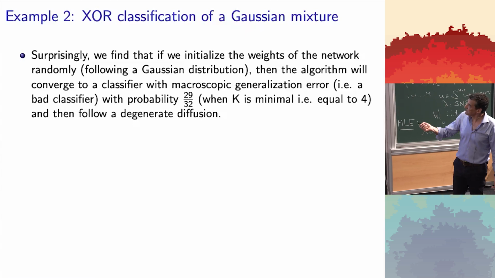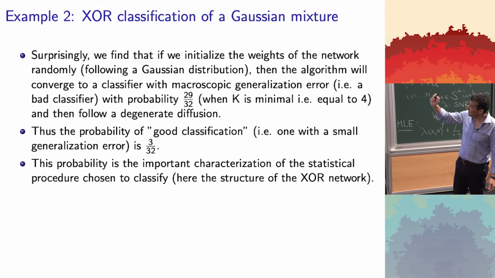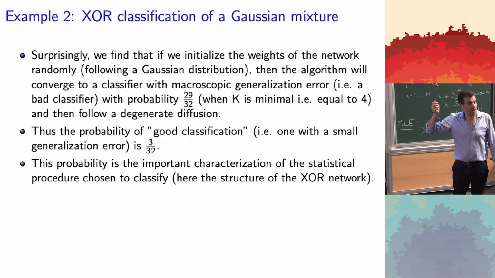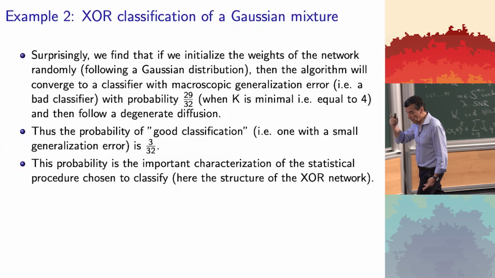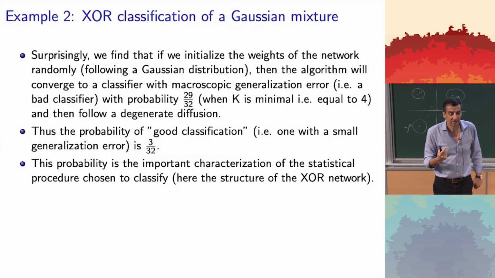This sounds crazy, but of course, the probability of a good classification is 3 out of 32, and this is the important characterization of the statistical procedure chosen to classify. Here, the structure of the XOR network, the one I'm writing here. Of course, you may not be satisfied because, so first, just to check, is this good news or bad news?